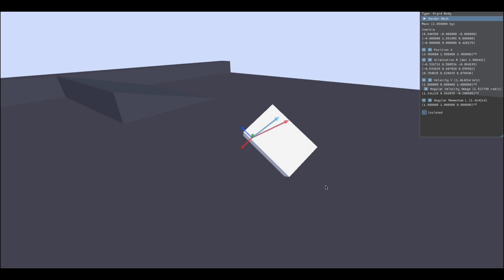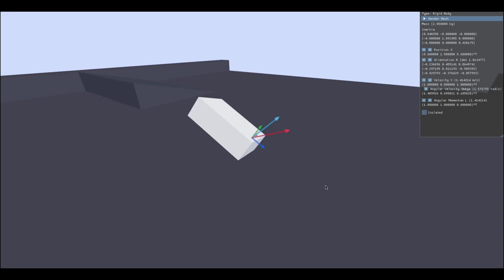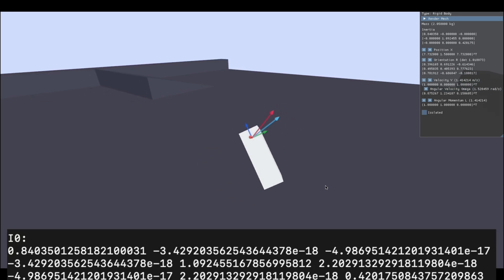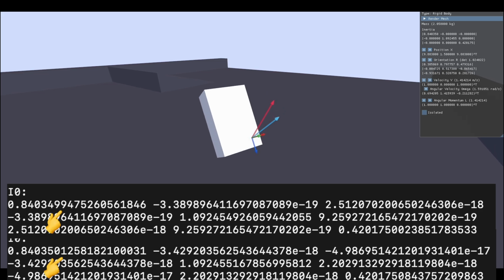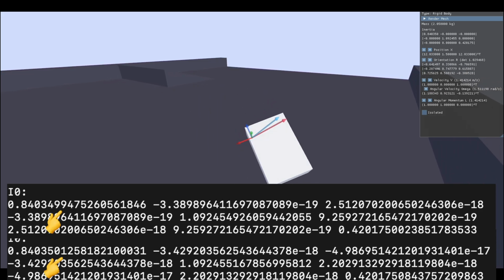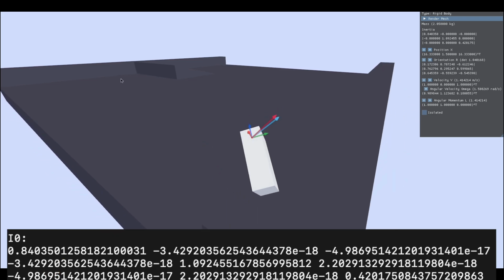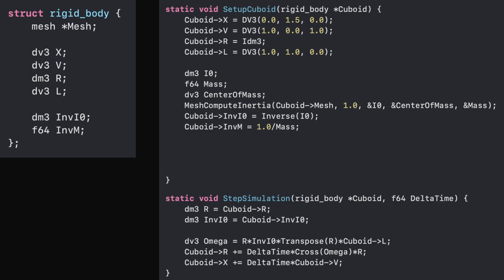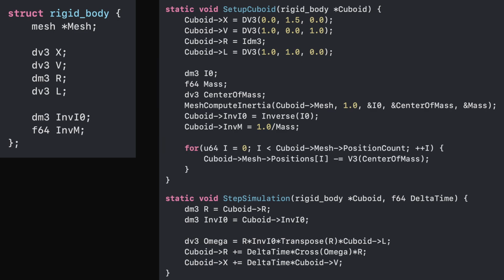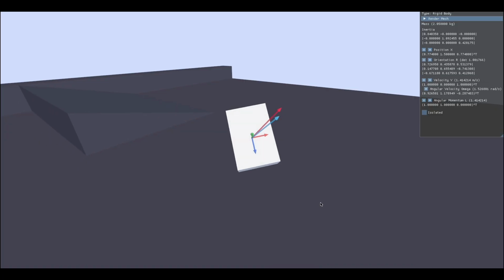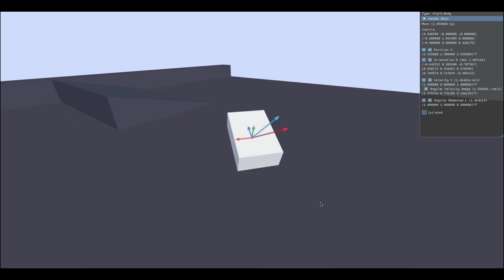The computation of the inertia tensor is still correct, as you can see here. The values are almost the same as previously, just with a bit more inaccuracies. These probably arise from the fact that the mesh is now positioned further away from the origin. Since the inertia tensor is correct, the only thing we need to do is recenter the mesh to its center of mass. Like here. The center of mass is subtracted from each position of the mesh. And with that fixed, the simulation works again.